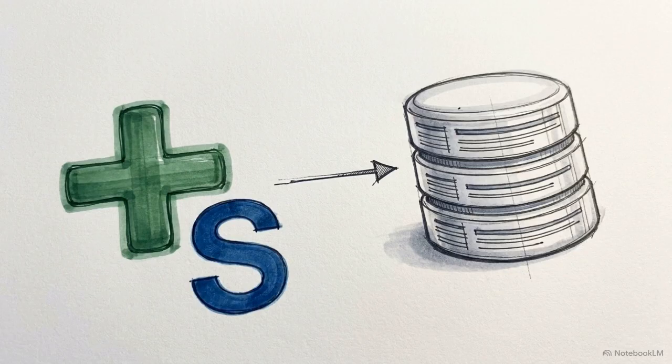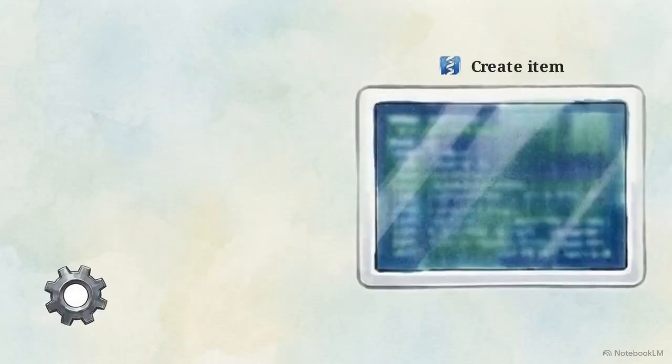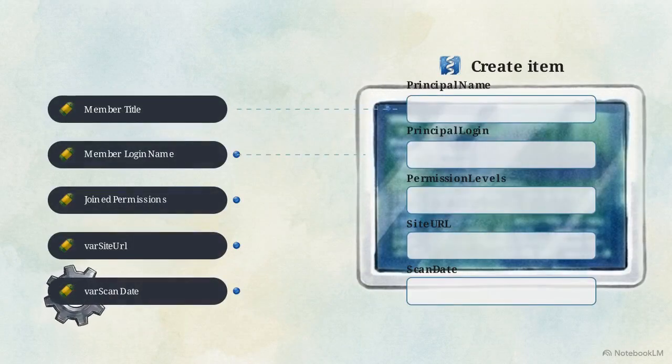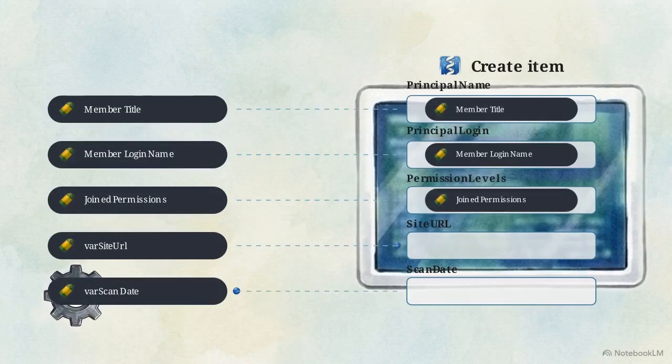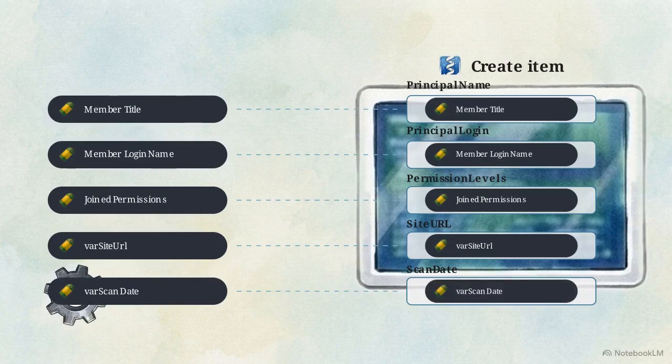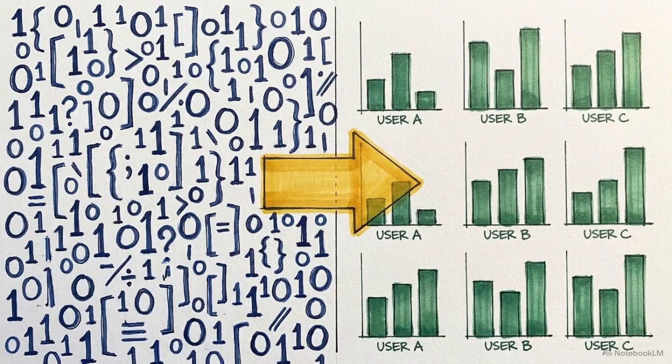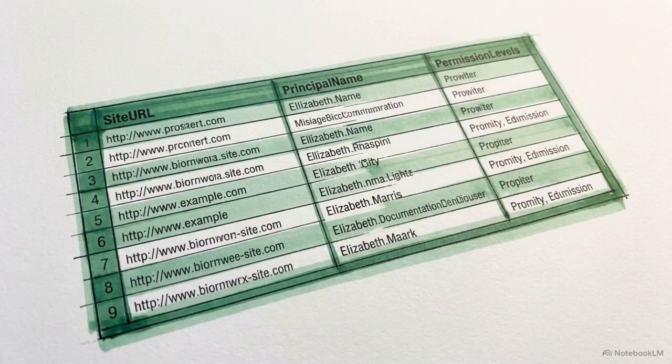Add a create item action pointing to the audit list you built earlier. Map the dynamic values from your parse data, like title, login name, and the joined permission string, into the corresponding list columns. The translation step takes the unreadable machine output from the API and converts it into structured, human-readable data points. Run the flow again. Your destination SharePoint list will now populate with clean, readable rows detailing user access.